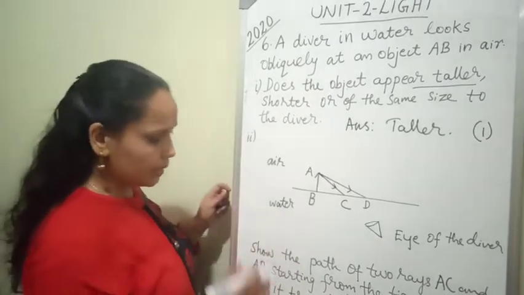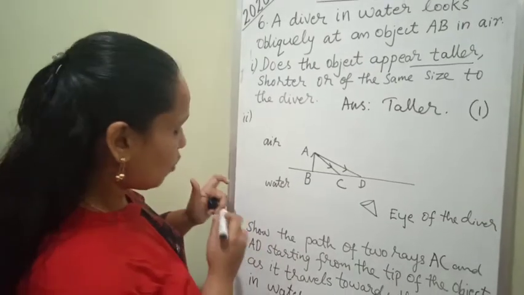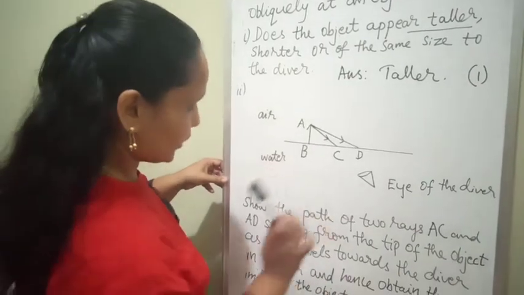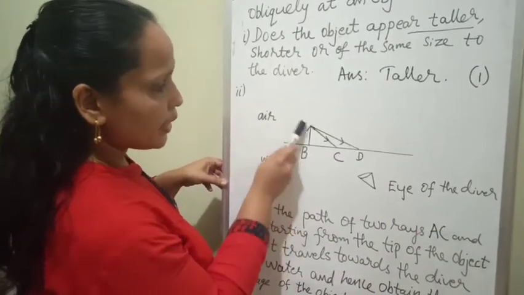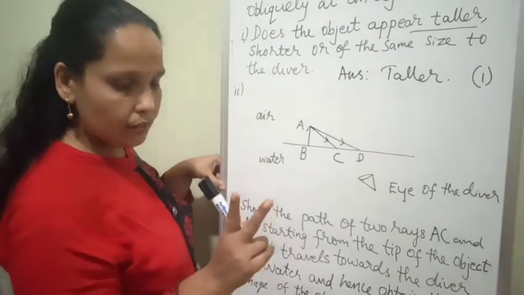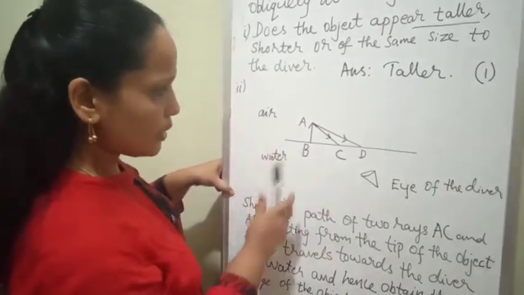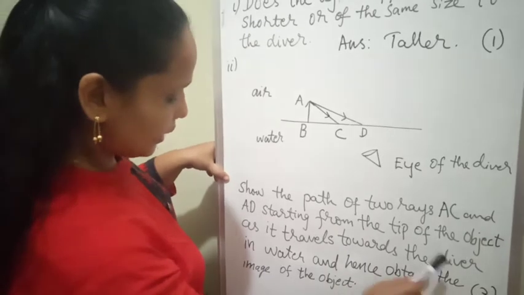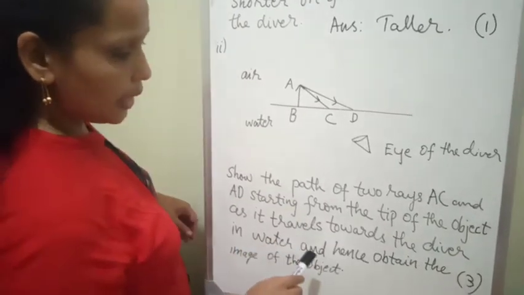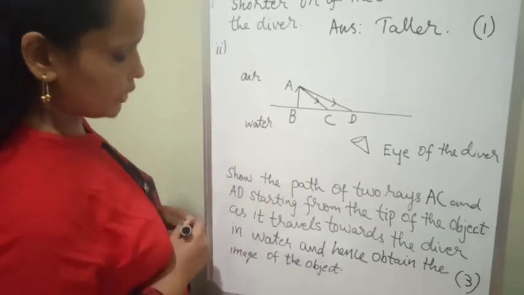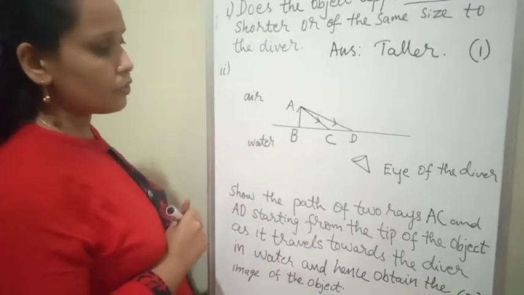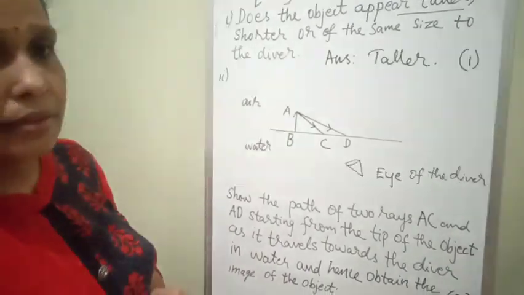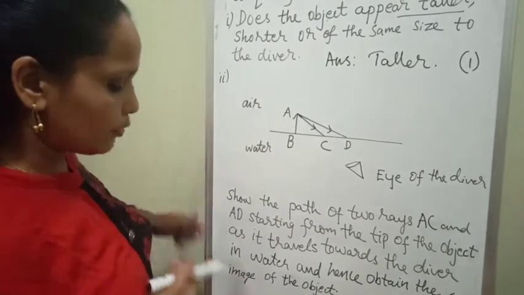Second question, this diagram is to show the path of 2 rays AC and AD starting from the tip of the object. So here you can see AB is the object, AC and AD are the 2 rays. We have to show the path of these 2 rays starting from the tip of the object as they travel towards the diver in water, and hence obtain the image of the object. So here we have to complete this diagram and show the image formation.